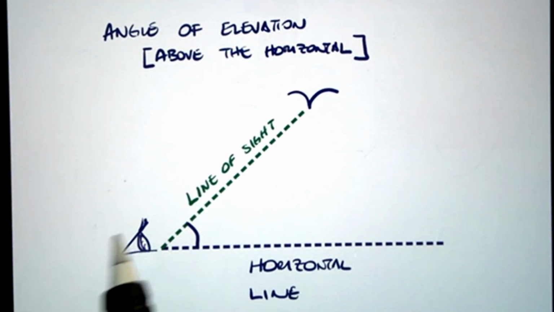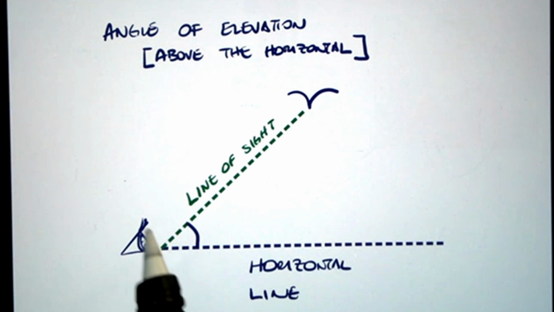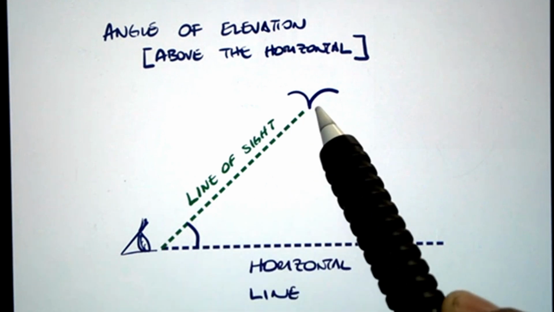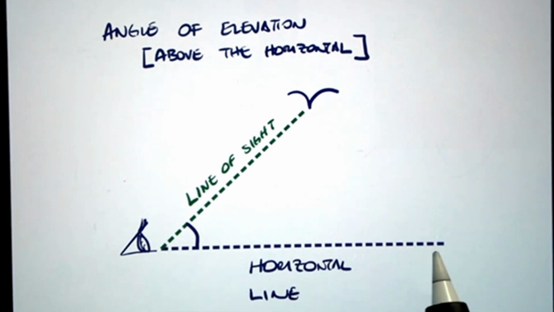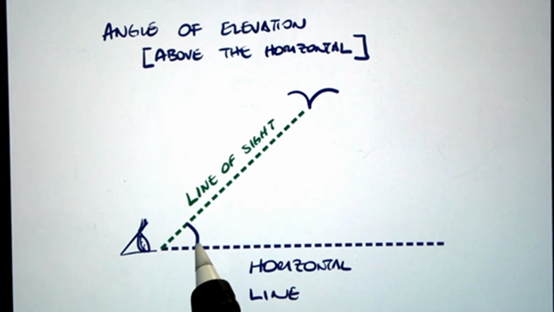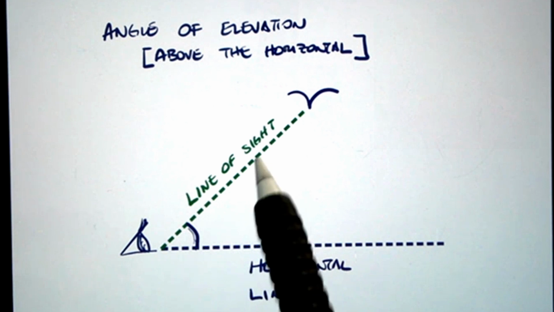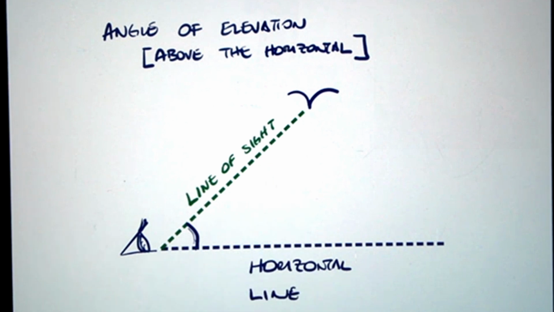As you can see here, we have our observer. This is the eye of our observer, and this observer is seeing a bird. The horizontal line is the line that is completely horizontal. So basically the measure of space, this angle that is here between the line of sight and the horizontal line, is the angle of elevation, and we call it angle of elevation because it is above the horizontal line.